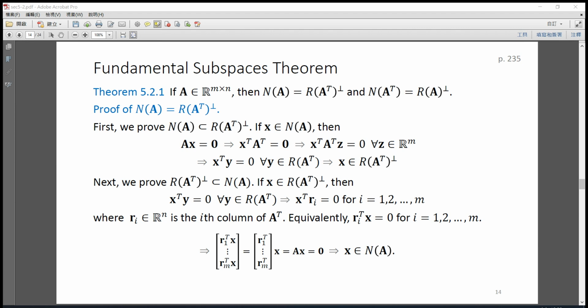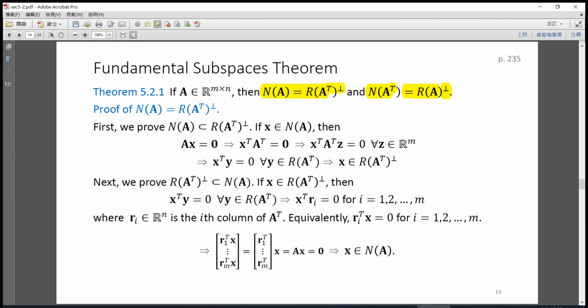In this slide, we prove the fundamental subspaces theorem. If A is a matrix of dimension m times n, then the null space of A equals the orthogonal complement of the column space of A transpose. And we also have the null space of A transpose equals the orthogonal complement of the column space of A.